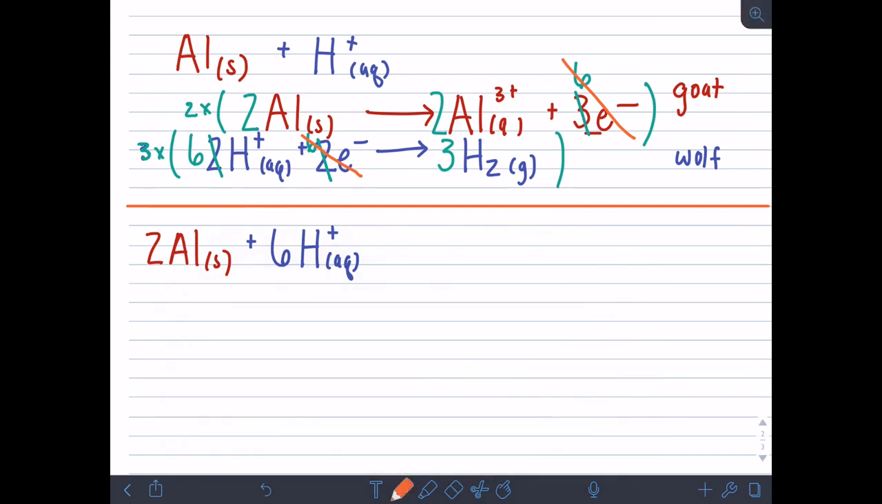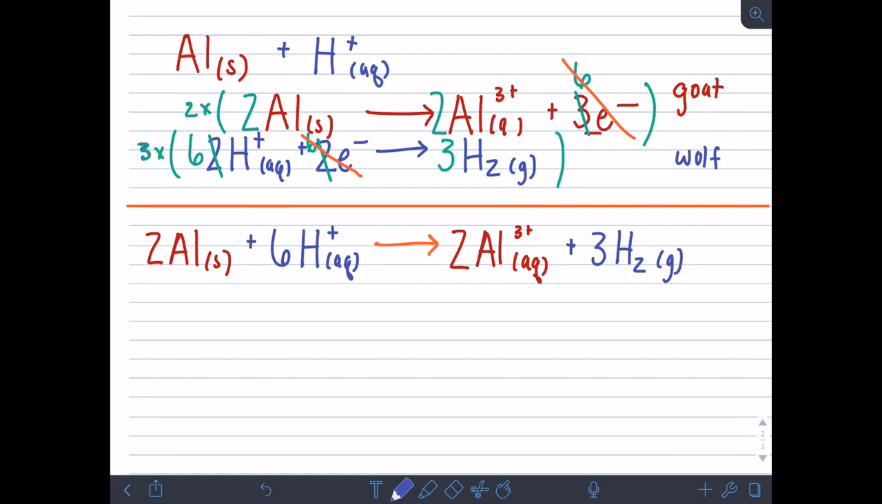This reaction produces 2 aluminum 3 pluses, which I'm getting from here. Pull that down. 2 aluminum 3 plus aqueous and 3 H2 gases. So this would be our final balanced reaction.